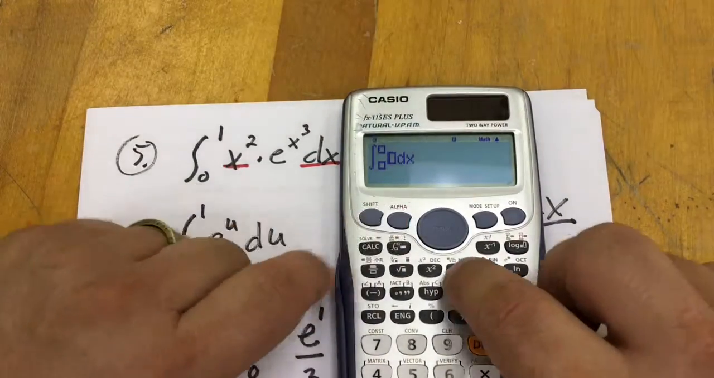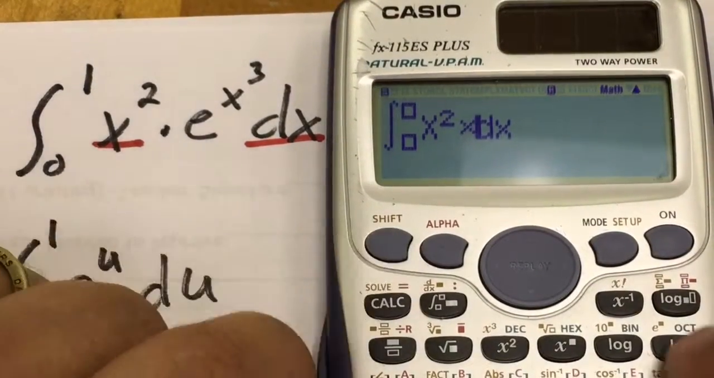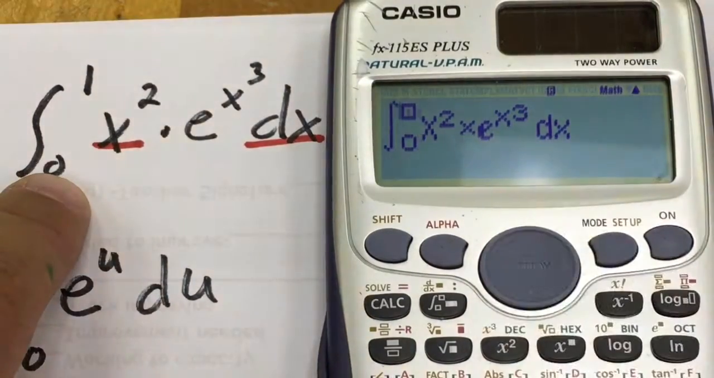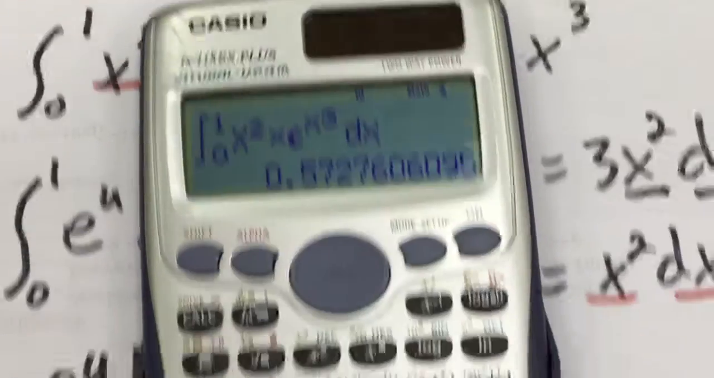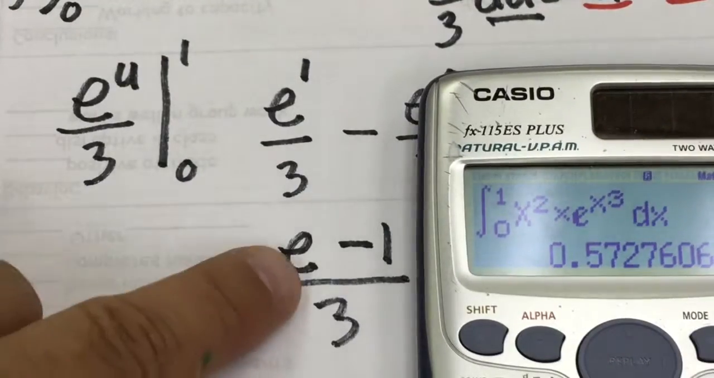Integral of x squared times e to the x cubed from 0 to 1. And yes, it matches up. But notice you have to use the calculator to get that decimal equivalent. Most teachers would want it in exact form.